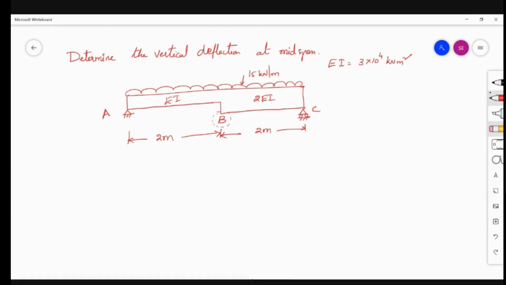As it is a simply supported beam, first of all, calculate the reactions. The total length of the beam is 4 meters. The load acting is 15 kilonewton per meter. It is a symmetrical one. Hence, the total load is 15 into 4, 60. 60 is equally distributed, 30 kilonewton each. At the hinged support, there is no horizontal reaction as there is no horizontal load.